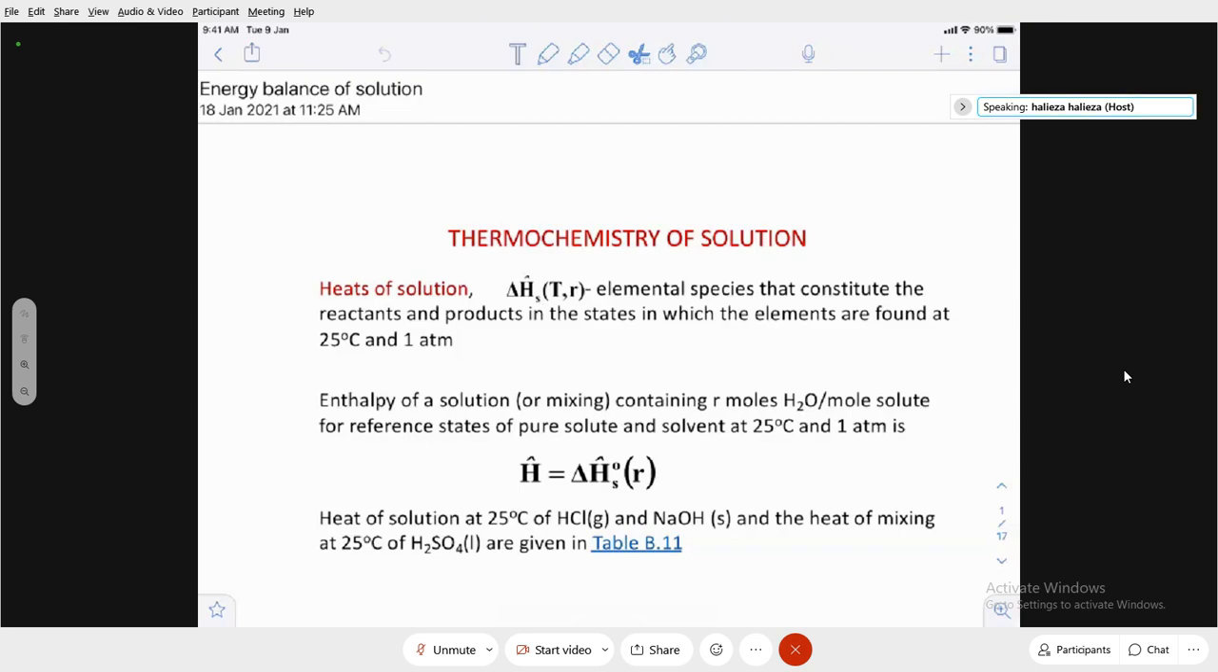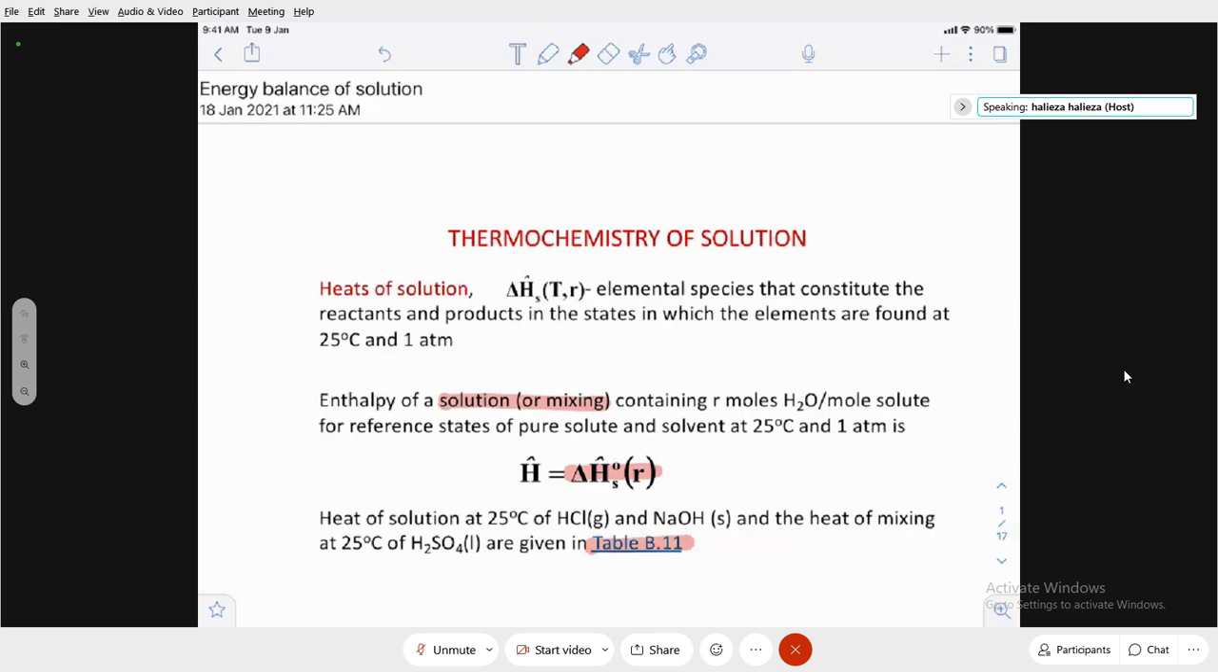We have this topic in chapter 9, I'm not sure, 9.5C if I'm not mistaken. It's thermochemistry of solution. It's related to what we have covered last week. Last week we touched on heat of mixing, or solution. Let me change this color. I prefer it to be red. So heat of solution or mixing, we have managed to get that value from table B11. The symbol that we give it is delta H with a cap at standard temperature of 25 with a subscript S, that is for solution.